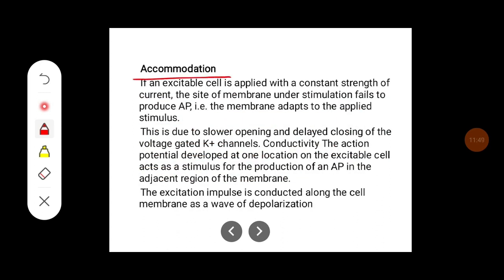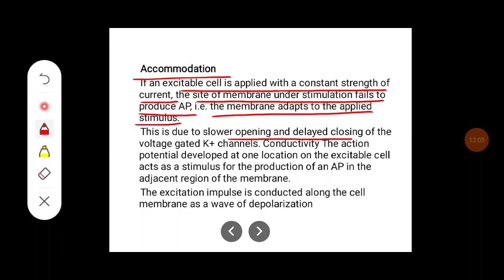Accommodation. When an excitable cell is applied with a constant strength of current, the site of membrane under stimulation fails to produce an action potential, that is, the membrane adapts to the applied stimulus. This is due to the slower opening and delayed closing of the voltage gated potassium channels. Conductivity.